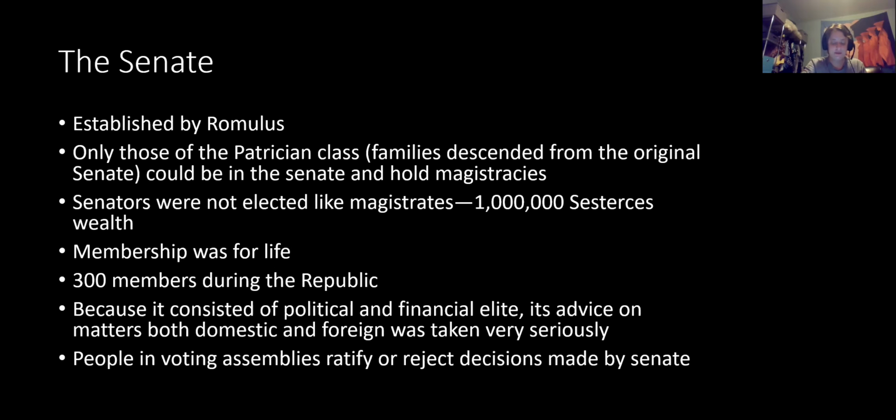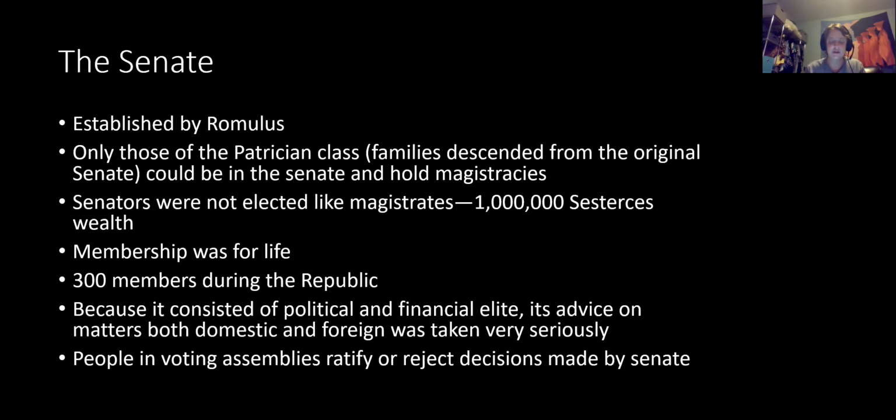The next government body we're going to look at is the Senate. According to legend, the Senate was founded by Romulus, who chose 100 of the most noble men to be his advisors. He called them patres, or fathers, and that's where we get the class distinction of patrician from. Only those of patrician class, the supposed descendants of the original patres, could be in the Senate and hold magistracies.